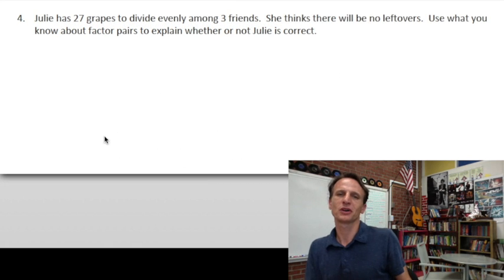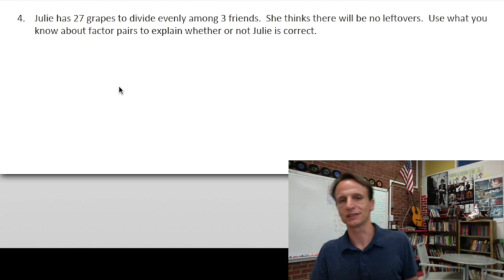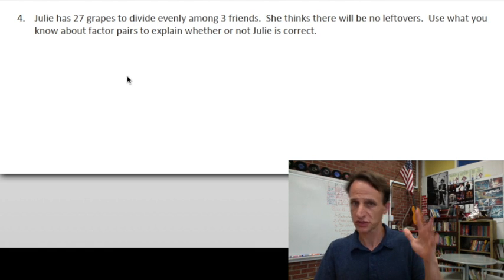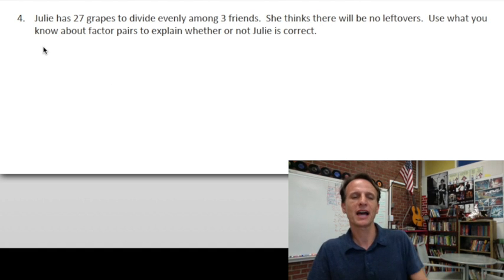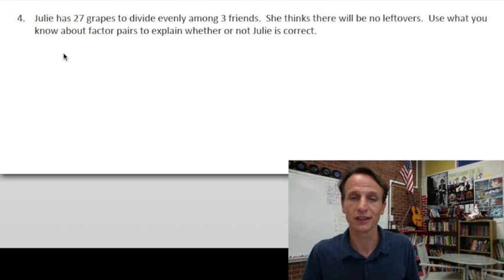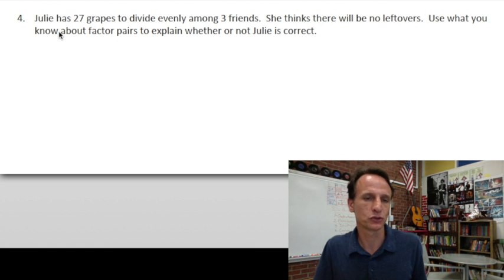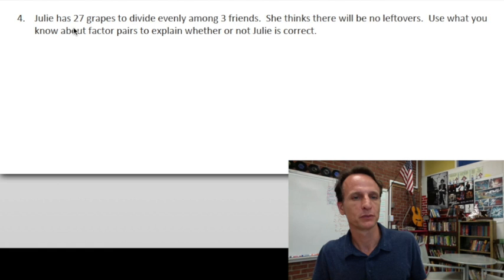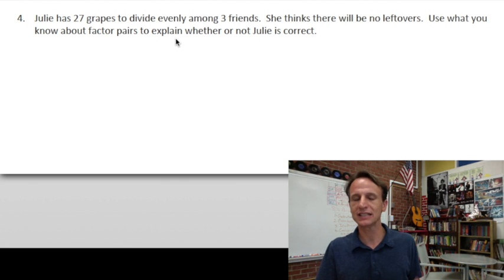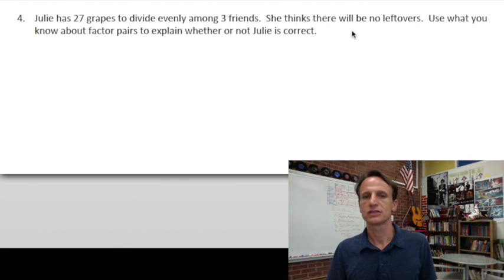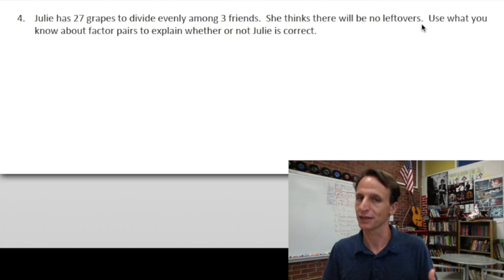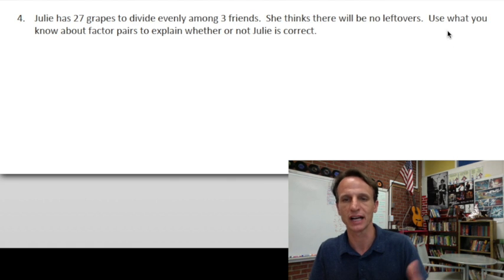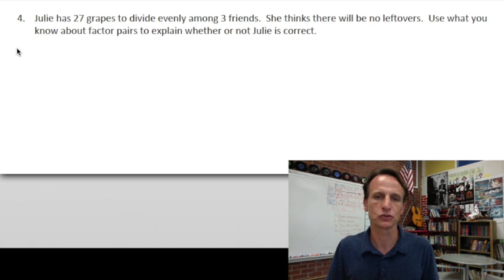In number 4, we will do as we often do here in Eureka Land and take what we've learned and apply it to something of a real-life situation. For we have encountered our new friend, Julie, that little grape counter. So Julie counts up her grapes. She's not playing, y'all. Must be good grapes, some scuppernogs or something. Julie has 27 grapes to divide evenly among 3 friends. She thinks there will be no leftovers. Okay, so we're talking about division. We call that remainder. So no remainder when she divides them among 3. Use what you know about factor pairs to explain whether or not Julie is correct.